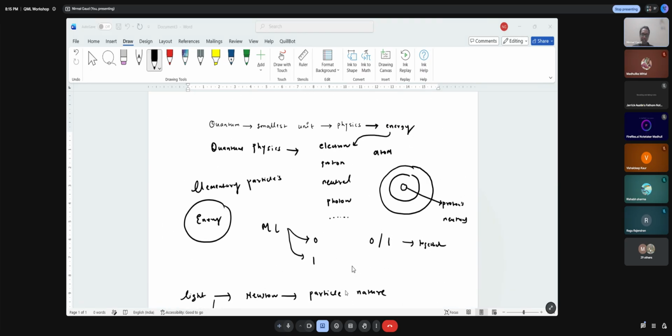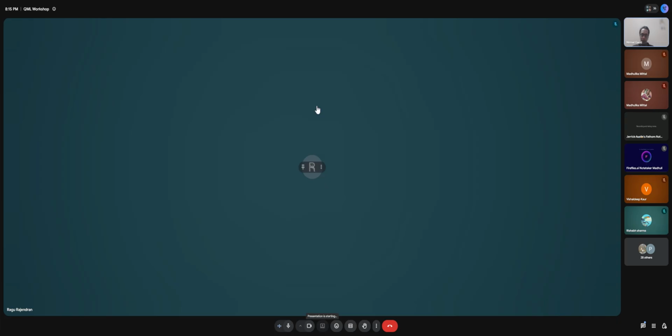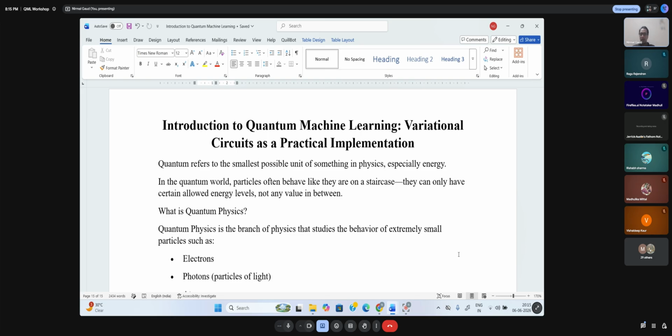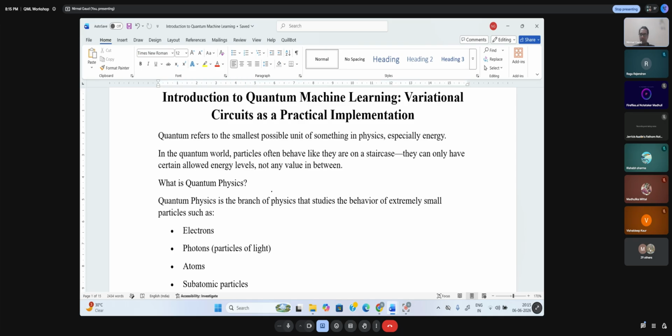Let me share my entire screen and make this much more simplified for you, because in this workshop I will be stretching from the basic concept to the advanced concept. Okay, so everything should be clear for you all. Quantum, obviously, is a small unit. It's a small unit in physics, a small possible unit, especially of energy.